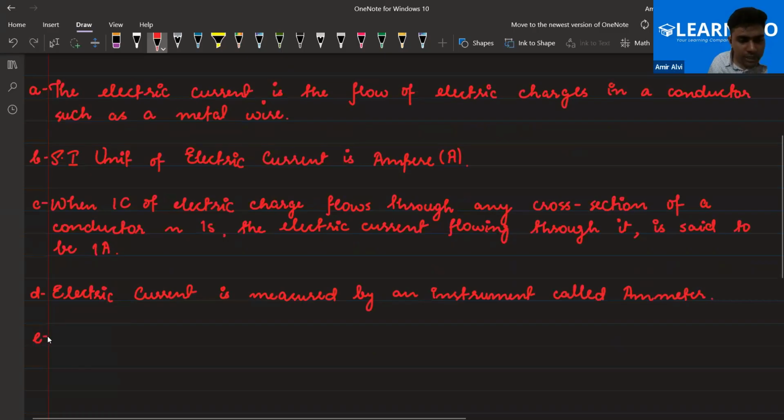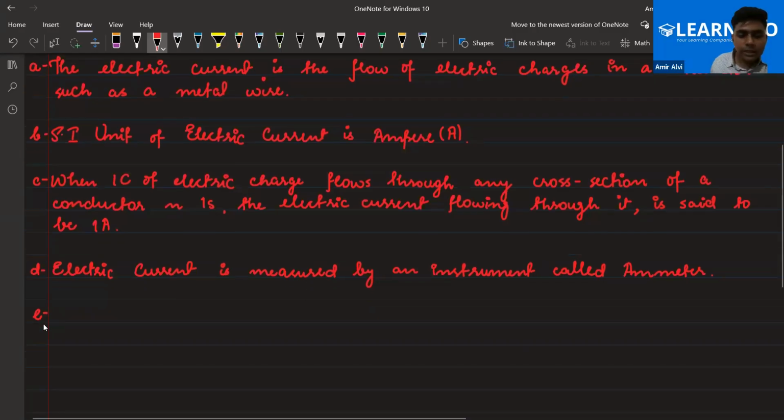E part: electric current is measured by an ammeter, and the ammeter is connected in series combination with the circuit, with the battery. Just like the voltmeter is connected in parallel, the ammeter is connected in series, so that more current can pass through it to get an accurate reading. The more current there is, the more the accuracy increases. Clear? That's why it is connected in series.